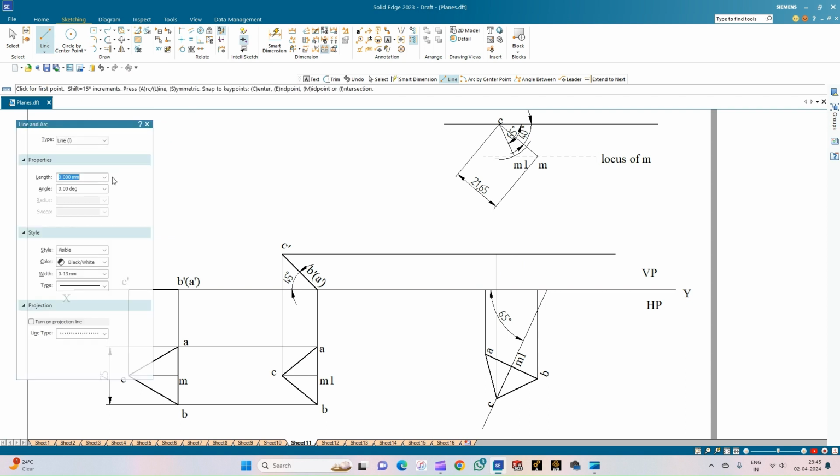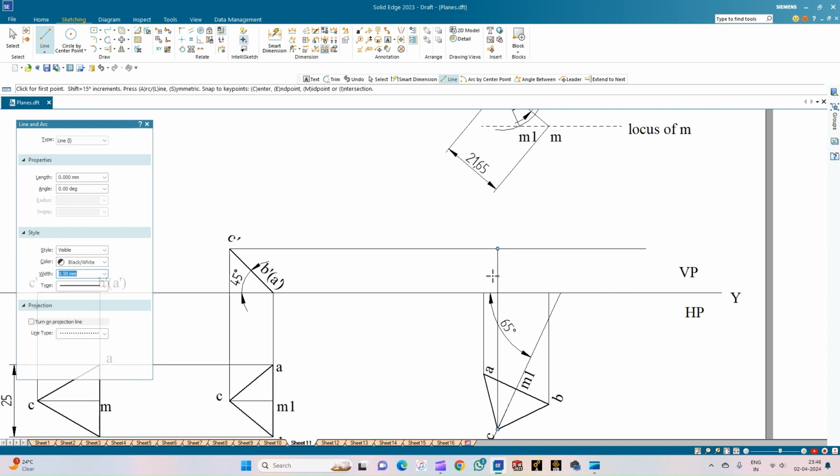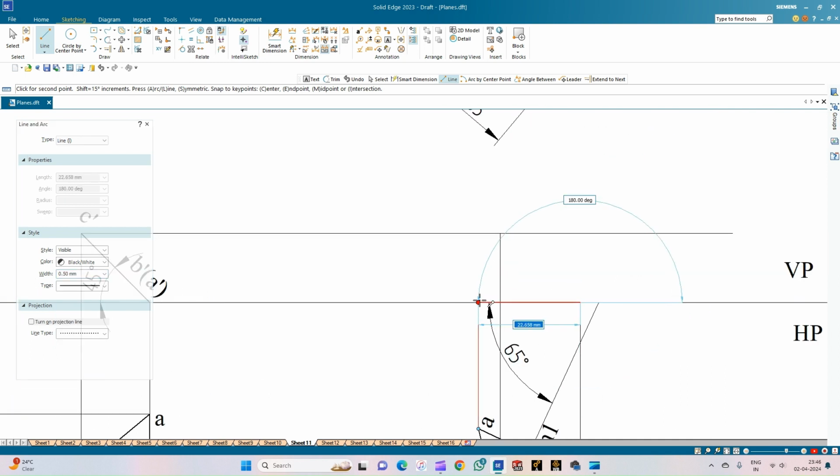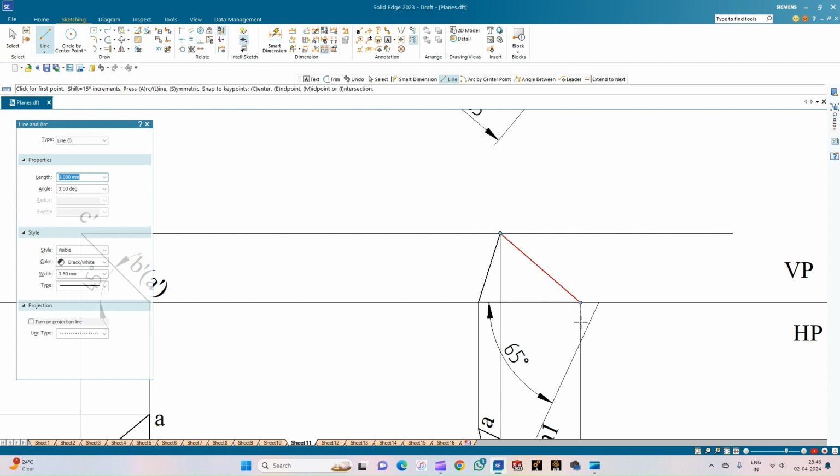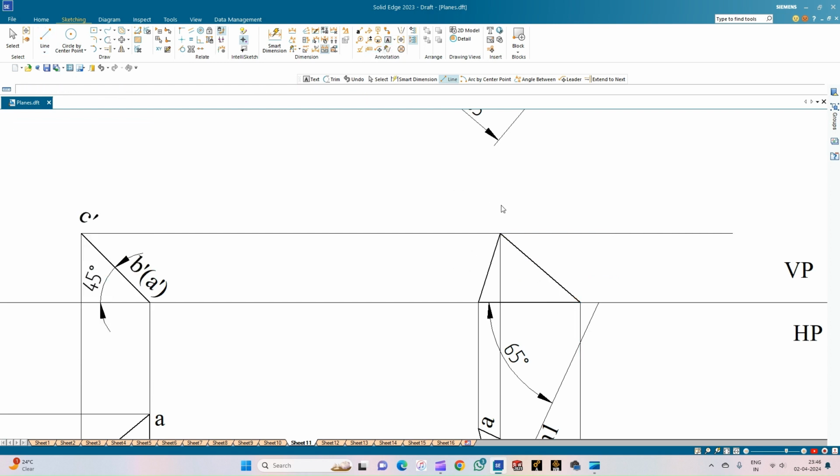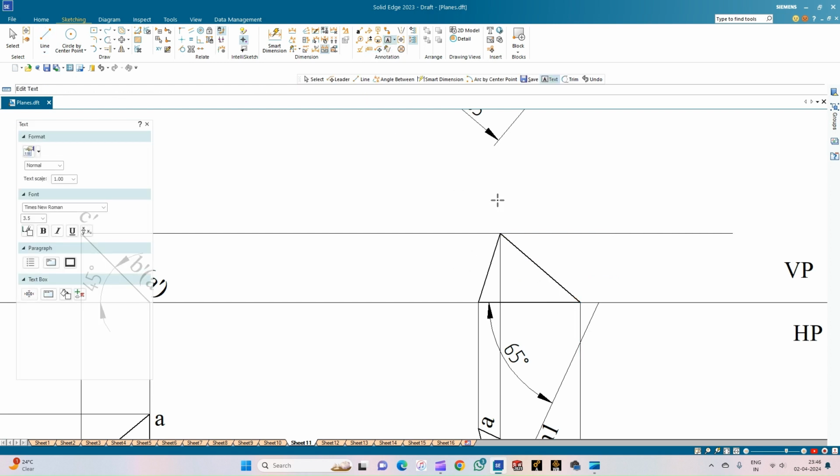Now we will complete the triangle in the front view. Since it is visible, it should be done in the thick line. First we'll complete this edge, that is BA, A to C and C to B. So this is the position of the triangle. So this is C dash, this corner is B dash, and this corner is A dash.